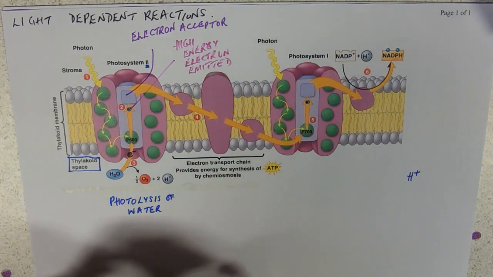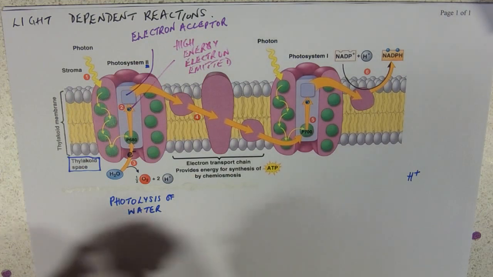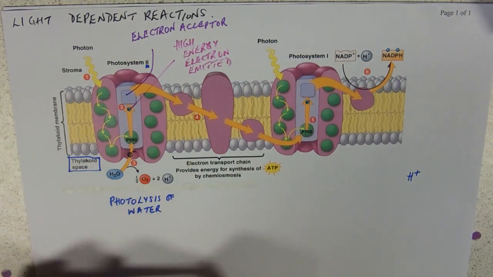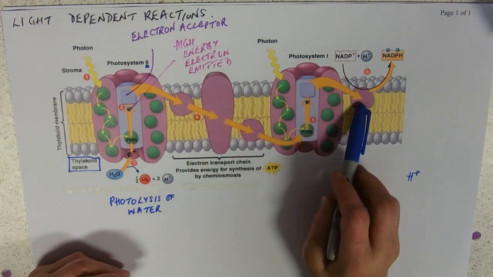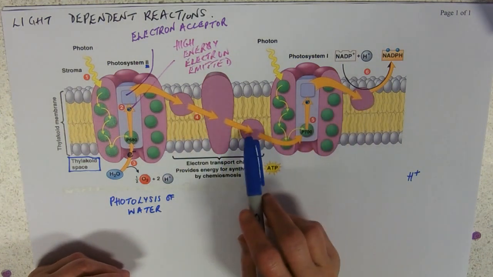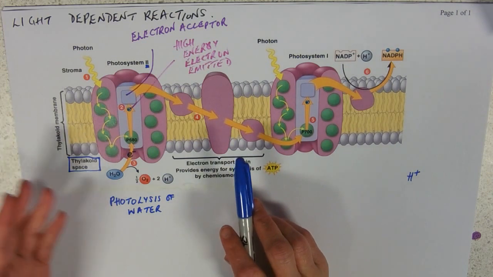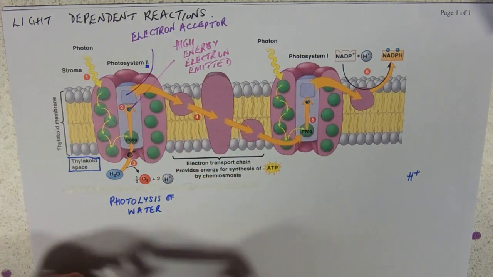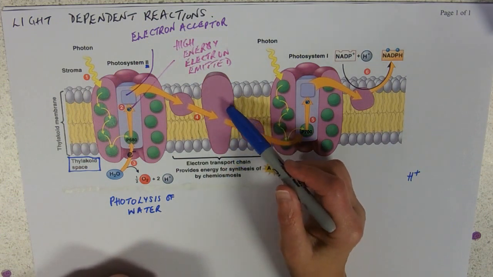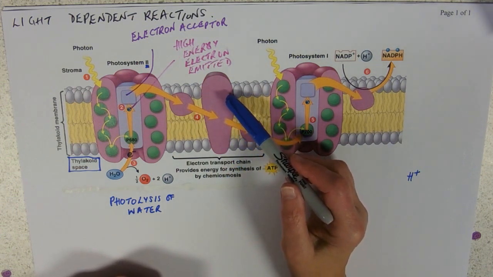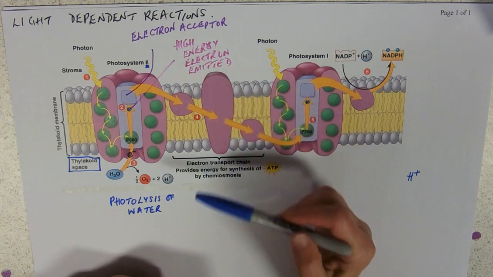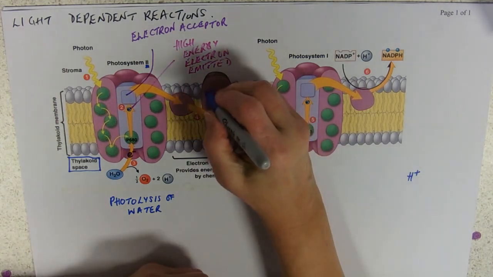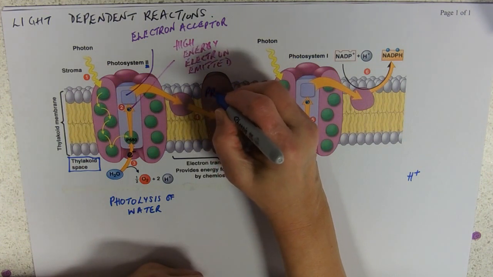So where is our electron going on its journey? It goes to some small mobile electron carriers, and they're represented by these pink blobs in the membrane here. And they are transferring the electron along an electron transport chain. And one of the proteins that the electron goes through on its journey is a proton pump. Ooh, I love proton pumps.